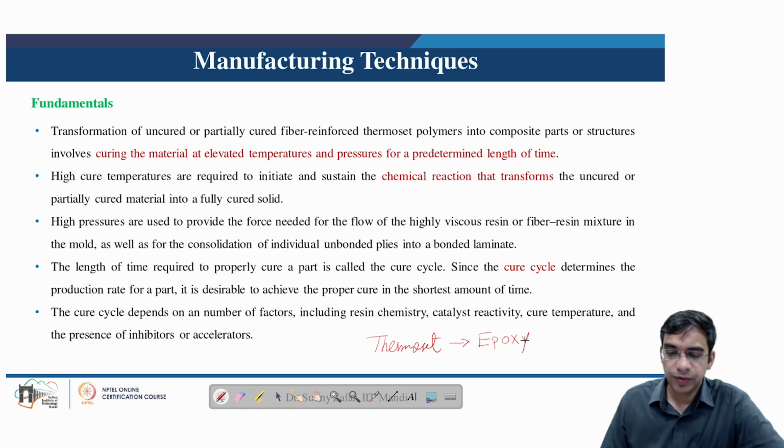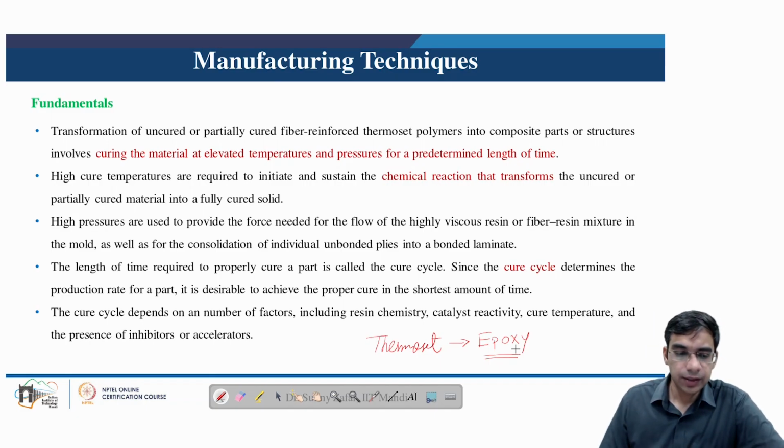And in case of reinforcement, we have seen categorically the use of glass fibers and carbon fibers is very popular in wind turbine blades. So the discussion of the manufacturing processes will revolve around the curing of the thermoset, which is specifically the grade of epoxy here. And of course, the fibers which are used are basically glass and carbon fibers.